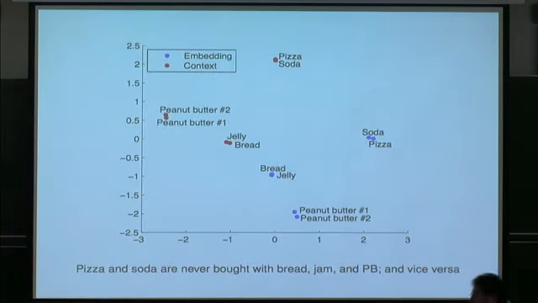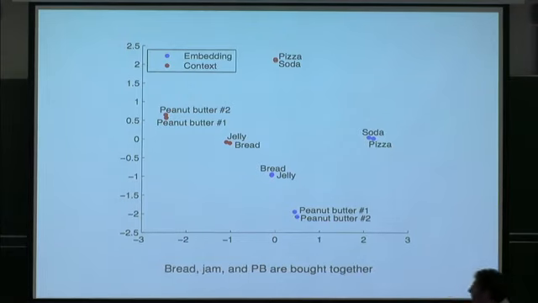Okay, so here's what happens when we run this algorithm. We find all the things that we were hoping to find about this vacation town deli. First, pizza and soda are never bought with bread, jam, and peanut butter, and vice versa. So the probability of buying them is very, very low. Bread, jam, and peanut butter are all bought together. The probability is high. But peanut butter 1 is never bought with peanut butter 2.